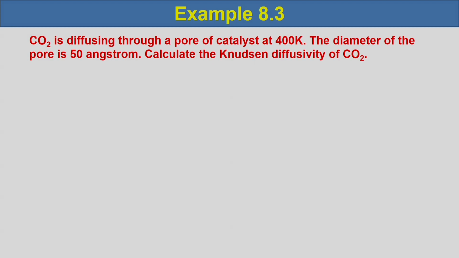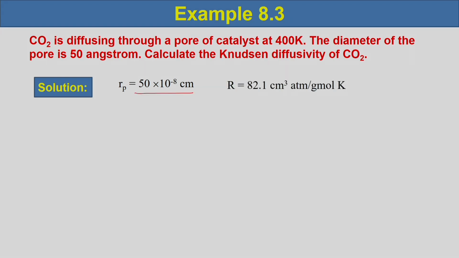Now, let us take an example. Carbon dioxide is diffusing through a pore of a catalyst at 400 Kelvin. The diameter of the pore is 50 angstrom. Now, we need to calculate the Knudsen diffusivity of carbon dioxide. So, R_p over here: the diameter of the pore is 50 angstrom, which is 50 into 10 to the power minus 8 centimeter. R is the universal gas constant, we know 82.1 centimeter cube atmosphere per gram mole Kelvin.